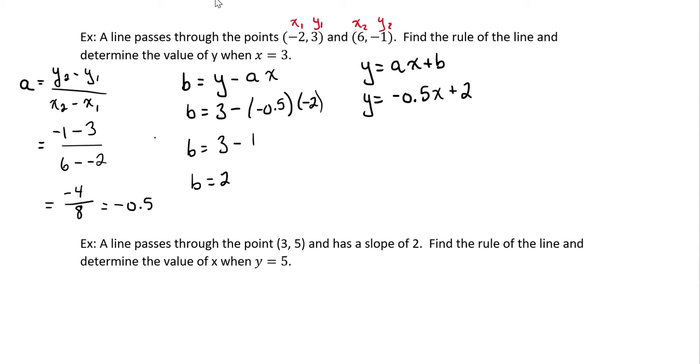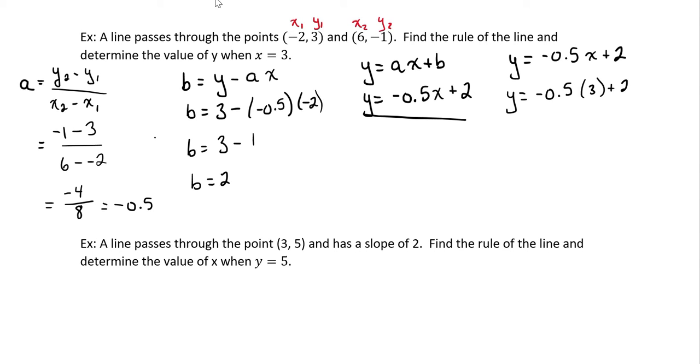If, though, we have a second question, right? Determine the value of y when x is 3. We need to use this rule. And we know that x is 3. So let's rewrite it. Y equals negative 0.5 times x plus 2. Well, now we know that x is 3. So we can replace x with our number. Y equals negative 0.5 times 3 plus 2.